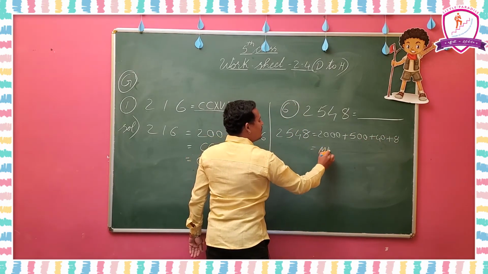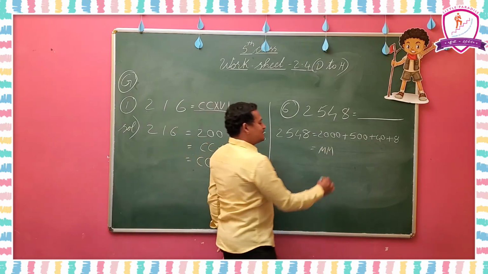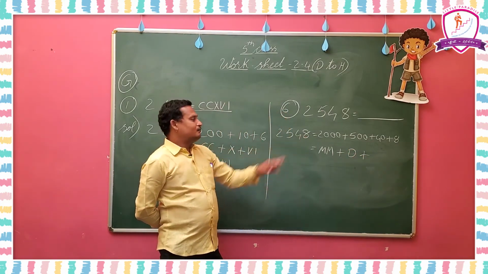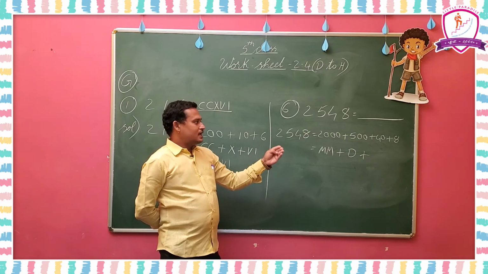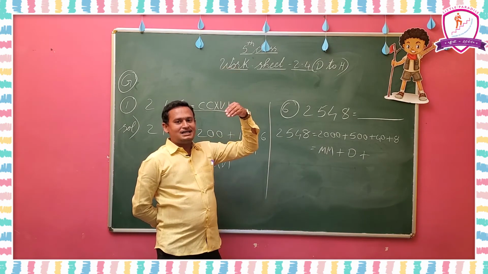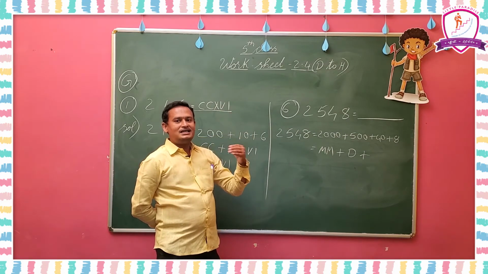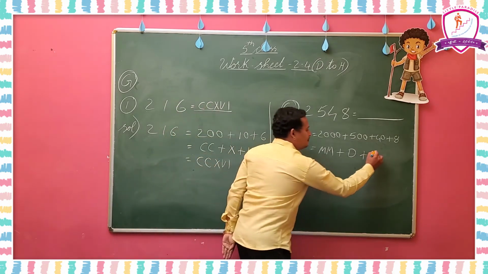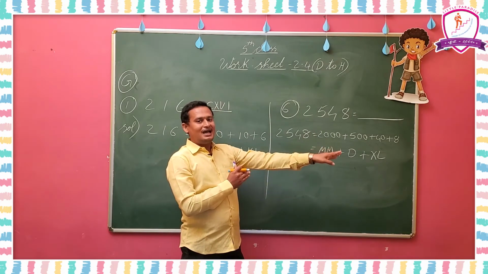2000 means you have to write 2 M's for the thousands. 1 M is 1000, so 2000 means 2 M's. And plus 500, there is a direct symbol: D for 500. And 40, how can we get the 40? We have no direct symbol for 40. We have to subtract 10 from 50. 50 minus 10 means L minus X. What do you have to write? X you have to write before L. XL means we subtract the X from L.